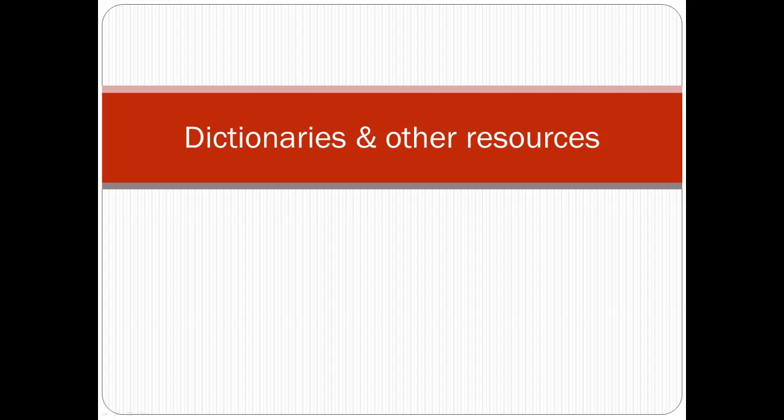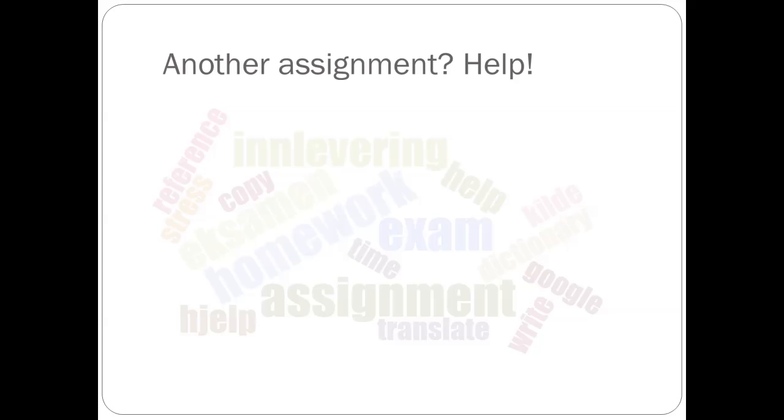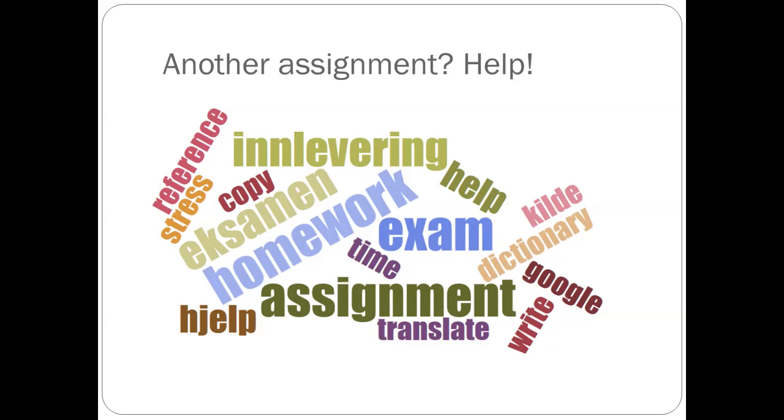The purpose of this lecture is to show you how to use dictionaries and other resources when you are supposed to write a text in English. When you get just another assignment and you might think that you don't have any idea what to write about or how to do it or how to improve your text, there are many things you can do and many good sources of information. And remember that if you're allowed to use aids, you should use them.